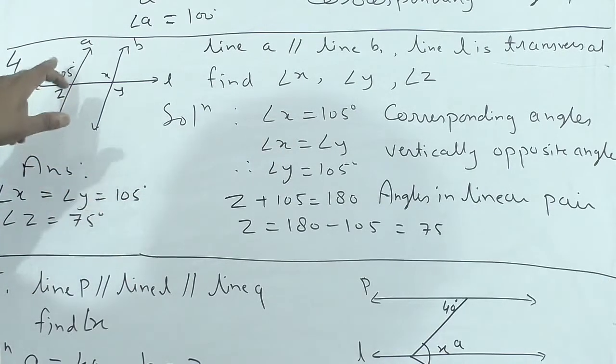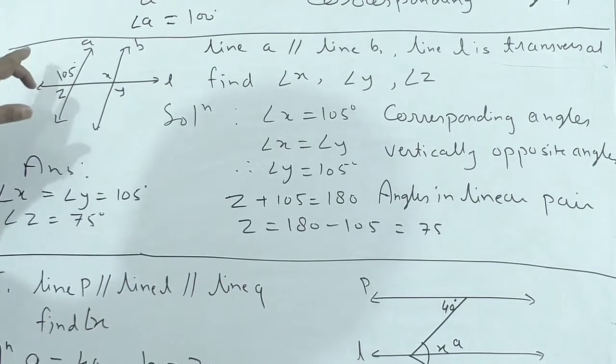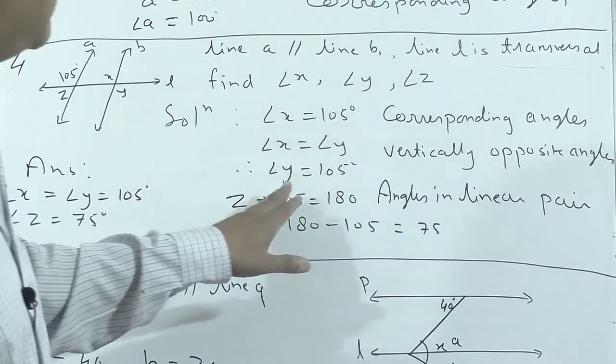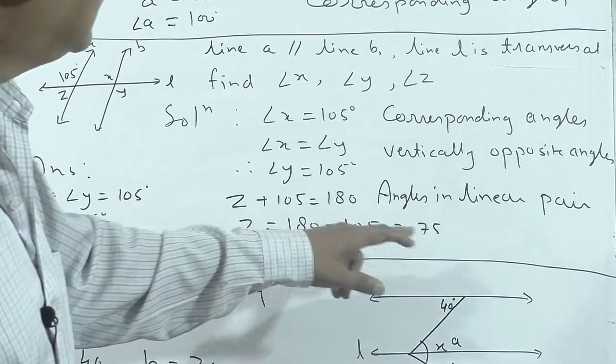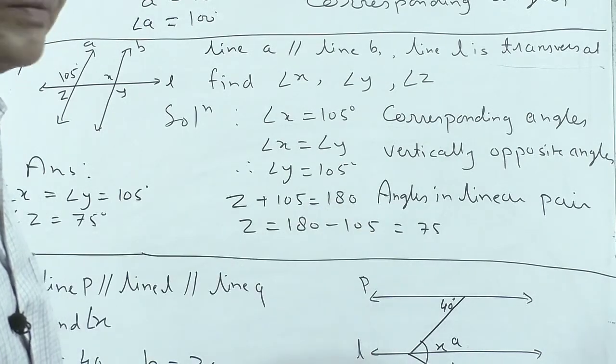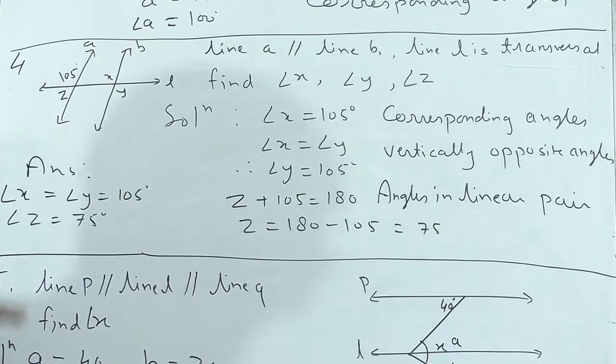Angle Z plus 105 is 180. Angles in linear pair. 105 shifting that side becomes minus 105. So 180 minus 105 is 75. Okay. Answer. Angle X equal to angle Y equal to 105 degree. Angle Z equal to 75 degree.